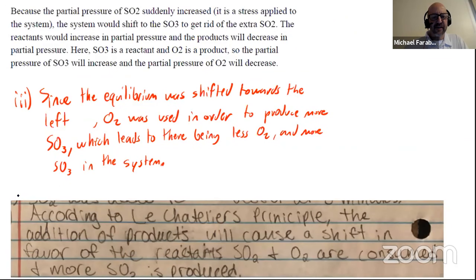All right. Because the partial pressure of SO2 suddenly increased, it is a stress applied to the system. The system would shift to the SO3 to get rid of the extra SO2. That sounds good. Increase in partial pressure of the reactants, decrease in the partial pressure of the products. Since the equilibrium was shifted toward the left, O2 was used in order to produce more SO3. Looks good. According to Le Chatelier's principle, the addition of products will cause a shift in favor of the reactants. SO2 and O2 are consumed and more SO3 is produced. Looks great.